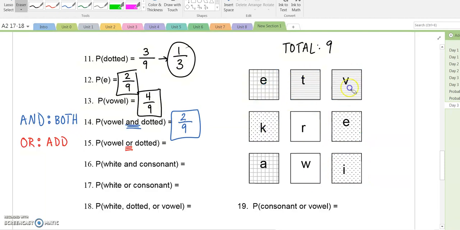Okay, now let me erase these marks so we can talk about "or." Or means just one of them has to be true. So for this one, I would say, okay, this one is a vowel. It doesn't matter that it's not dotted because it said or, which means just one of them has to be true. So I would count it.